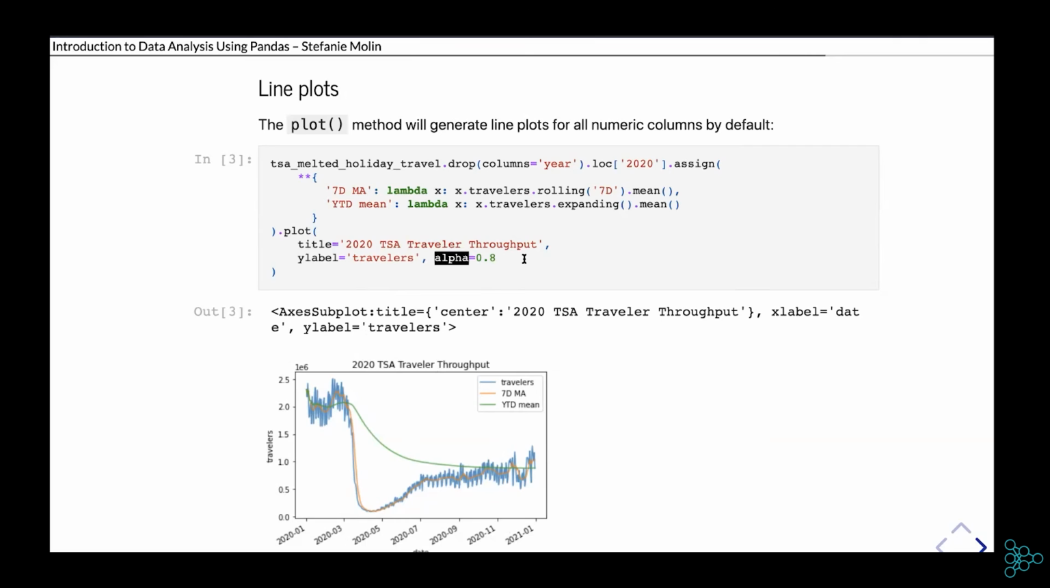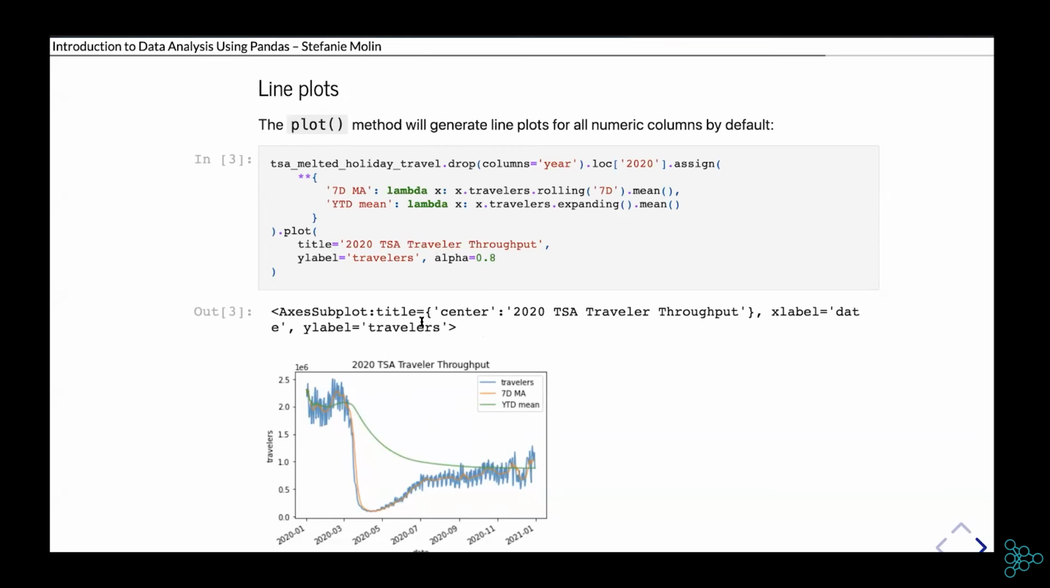And then we're also setting this alpha. This determines the opacity of the lines. By default, they're at 1, which means we wouldn't be able to see overlapping lines. So we dial this back a little bit here to 0.8 so that we can see the lines overlapping. And then this is the plot that we had before.